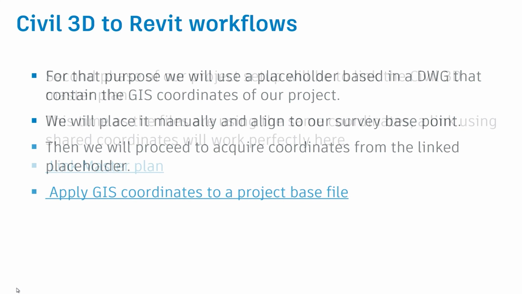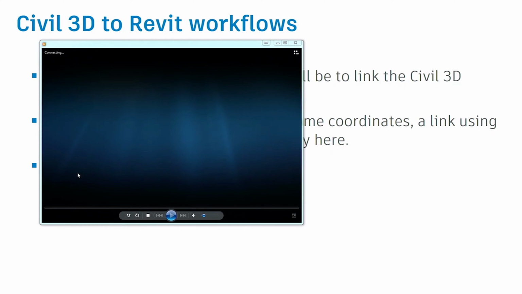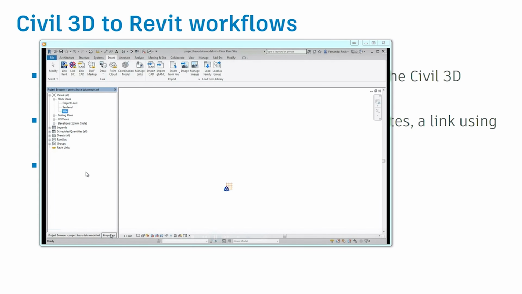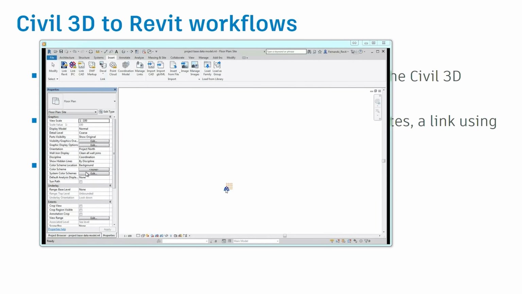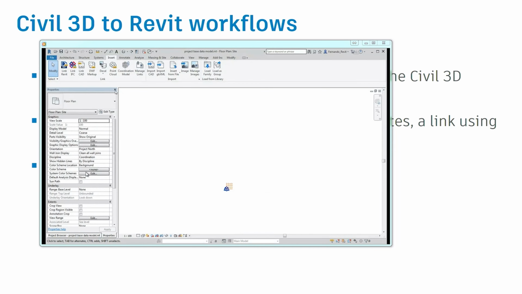Okay. Now I want to link the master plan that is made in Civil 3D. And this time is quicker, so I only need to link by shared coordinates. I already acquired the coordinates, it's all matching, and now I have the big master plan, the big DWG file, that I'm going to bring here. So again, select the point to check the coordinates are correct, link file.